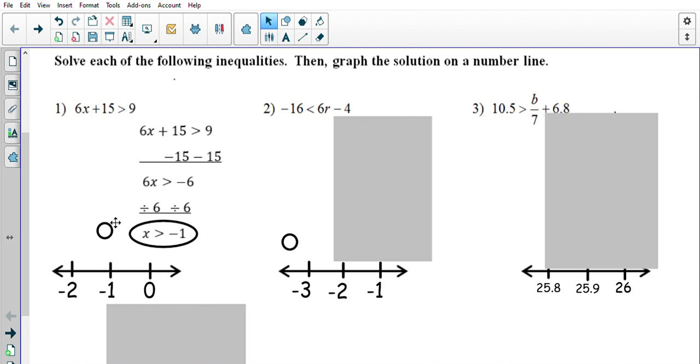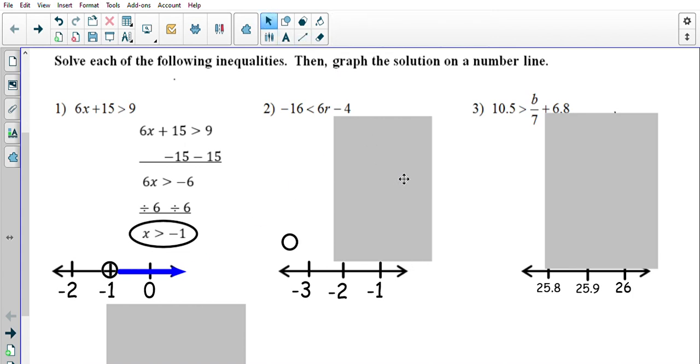This will have an open circle because it's greater than and not equal to. If it were equal to, then we would have a closed circle. Notice how we line up our numbers, smallest on the left, largest on the right. So negative 2, negative 1, 0 from left to right. Since it's x is greater than, we are going to shade to the right. Our number lines are no different than when we had our one-step inequalities, so we're going to go through those pretty quickly.